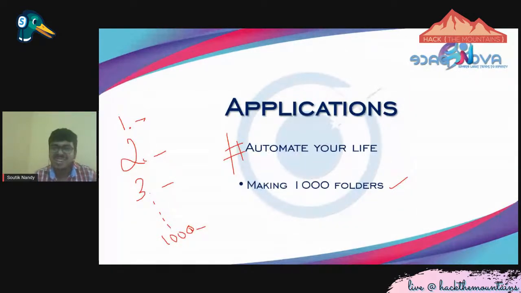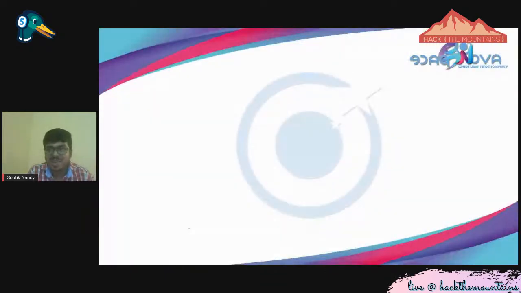That's it. Just right click, make one, make two, make 1000. Simple. So is this the right way of doing things? No. This is not the nice way of doing things. We want a faster way, and I'll show you the same using just two lines of code.